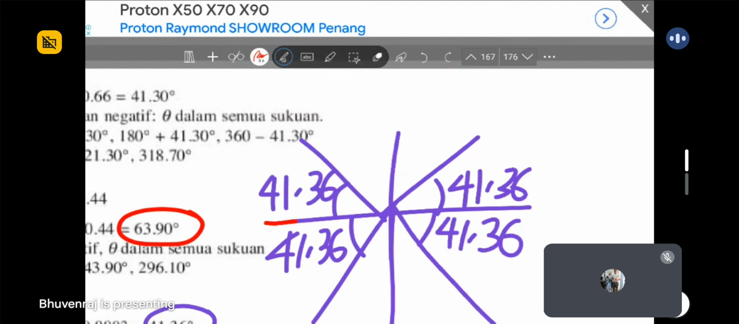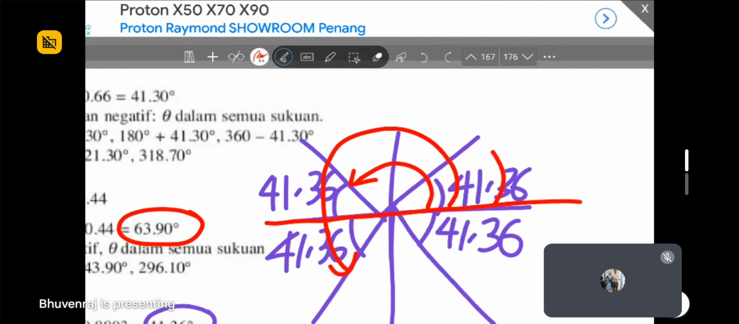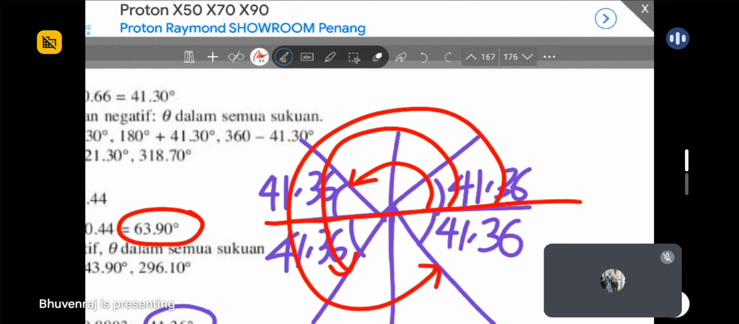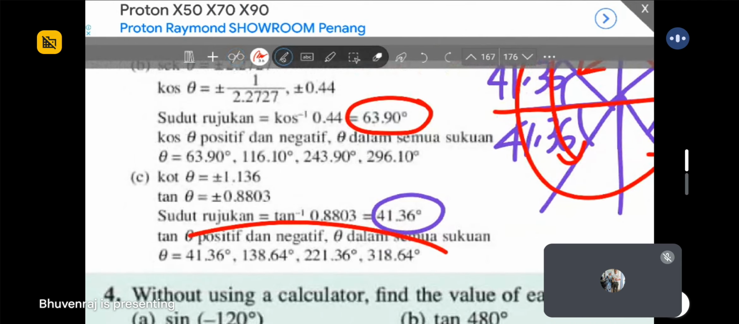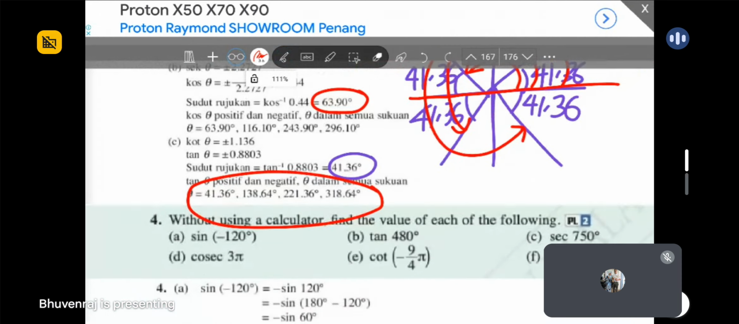So first angle 41.36. Second, 180 minus 41.36. Third, 180 plus 41.36. Fourth, 360 minus 41.36. So in total, these are all your answers. Very simple.